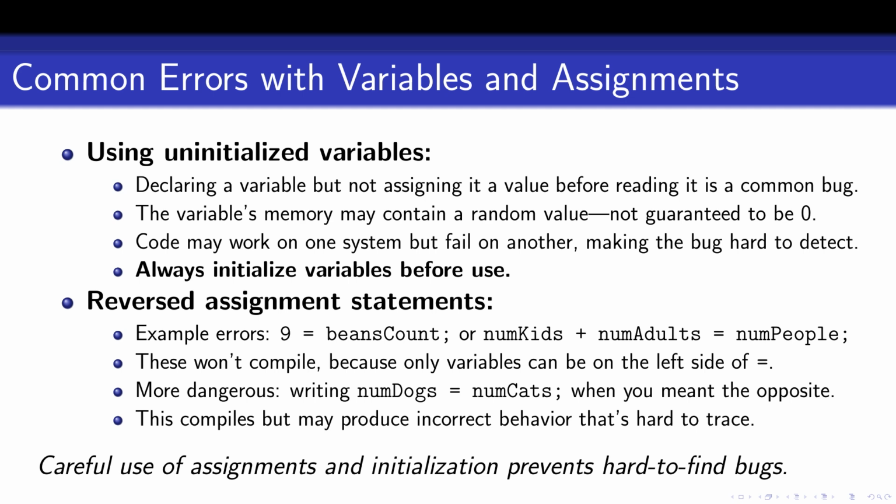Another common mistake is writing an assignment statement in reverse. For example, writing 9 = beansCount instead of beansCount = 9 will trigger a compile time error because the left-hand side must be a variable, not a literal. However, accidentally reversing variable names, like numDogs = numCats when you meant the opposite, will compile fine, but lead to subtle, hard-to-find logic bugs. Careful variable usage helps avoid these traps.